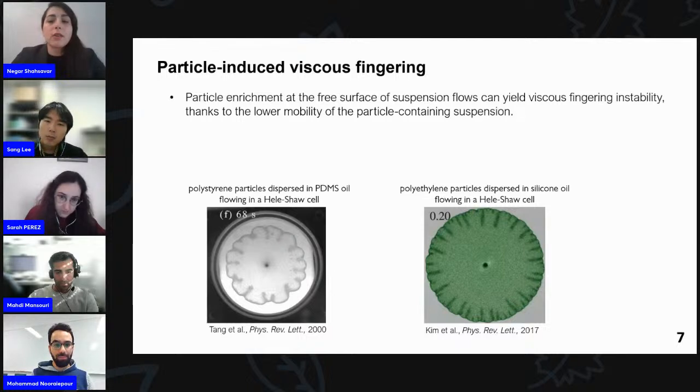Viscous fingering of precipitation flow has been studied in the past. Researchers found that particle enrichment in suspension flow can lead to viscous fingering because of the low local mobility of the suspension. For example, in the experiments by Tang et al. and Kim et al., they observed that in the flow of dispersed particles in oil in a Hele-Shaw cell, we can see viscous fingering at the interface.